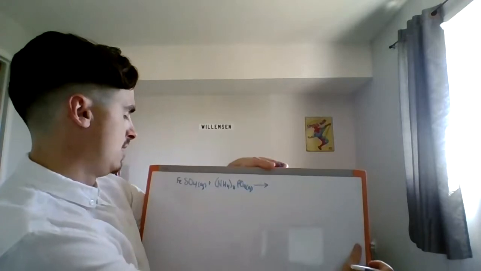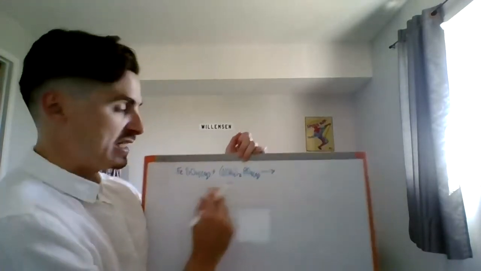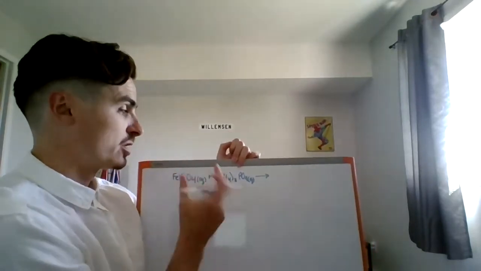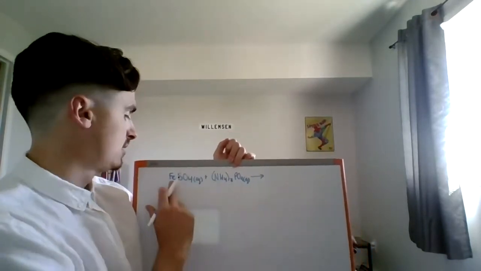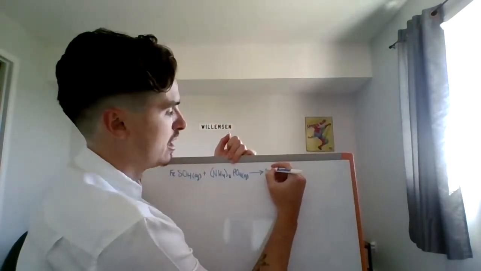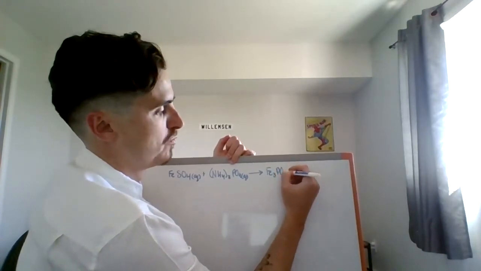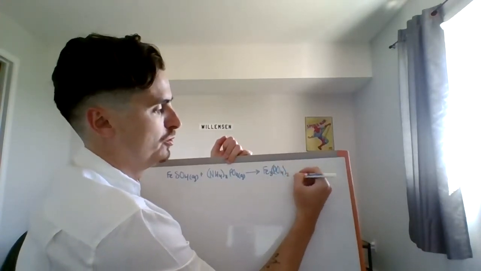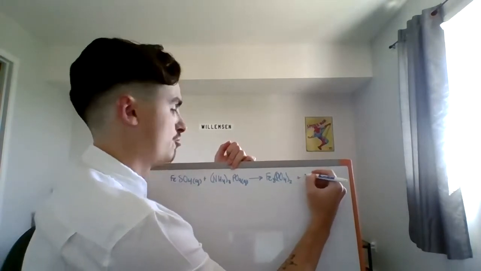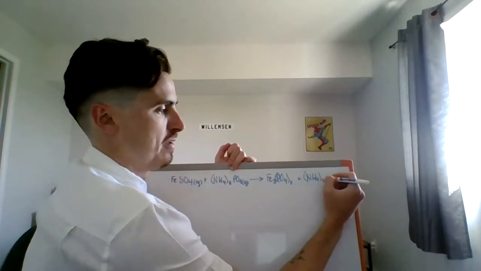Okay? When these react, it's going to be a double replacement reaction. So the metals are going to switch, or cations. So iron is going to switch with ammonium. So we're going to get iron 3, PO4 2, and ammonium NH4 sulfate.